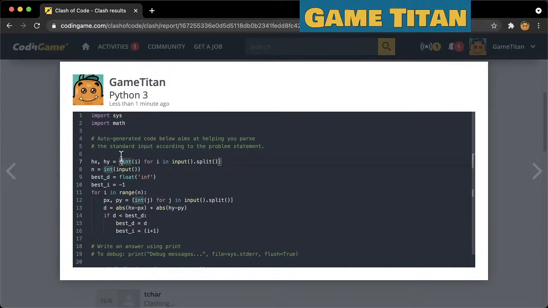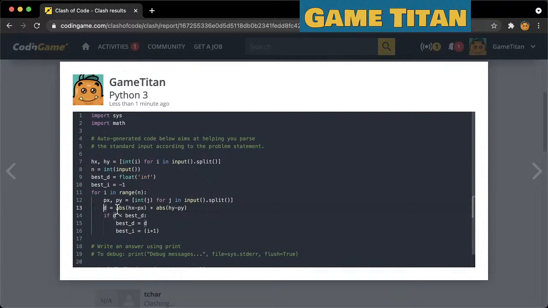So here, the problem was saying that you have a grid of a town, and you have your location on the grid is represented by these variables, hx and hy. And then you have a bunch of pet stores that are being read into these variables one at a time, px and py, but there's a bunch of them. There's n of the pet stores. So you can only travel left and right or up and down.